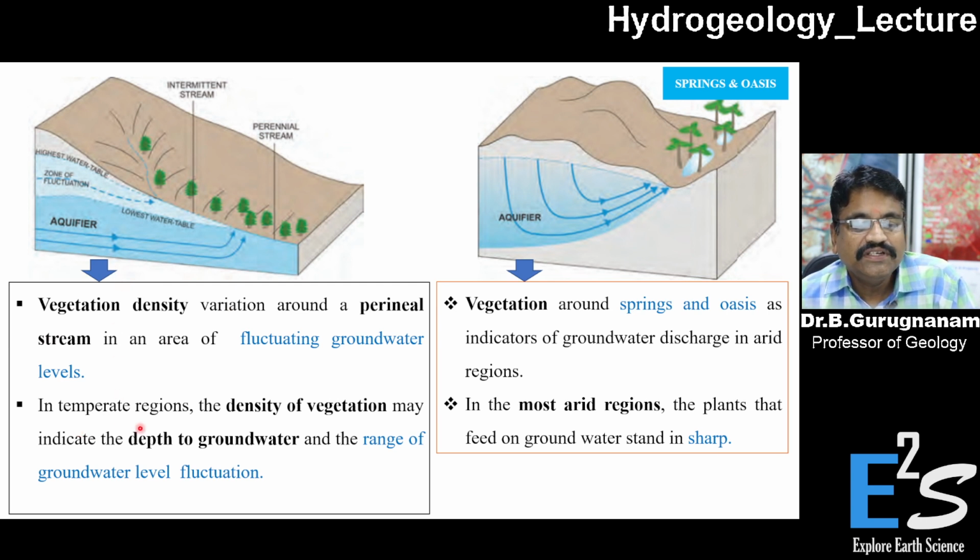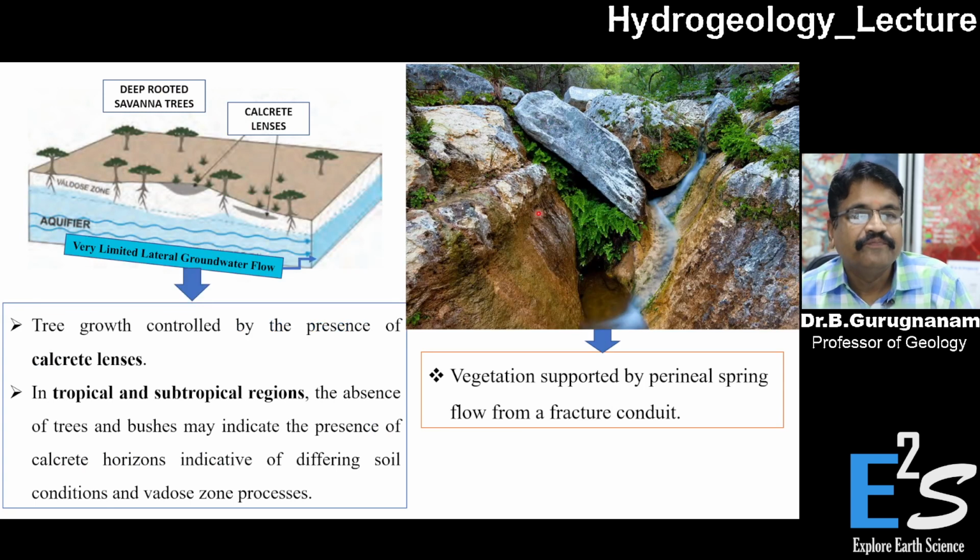In temperate regions, the density of vegetation may indicate the depth of groundwater and the range of groundwater level fluctuation. Similarly, in springs, where water comes into a spring, like artesian water, the density normally will be high. Vegetation around springs and oases serves as an indicator of groundwater discharge in arid regions. In most of the arid regions, the plants that feed on the groundwater stand out very sharply, so that you will be able to get a good amount of vegetation in this area.